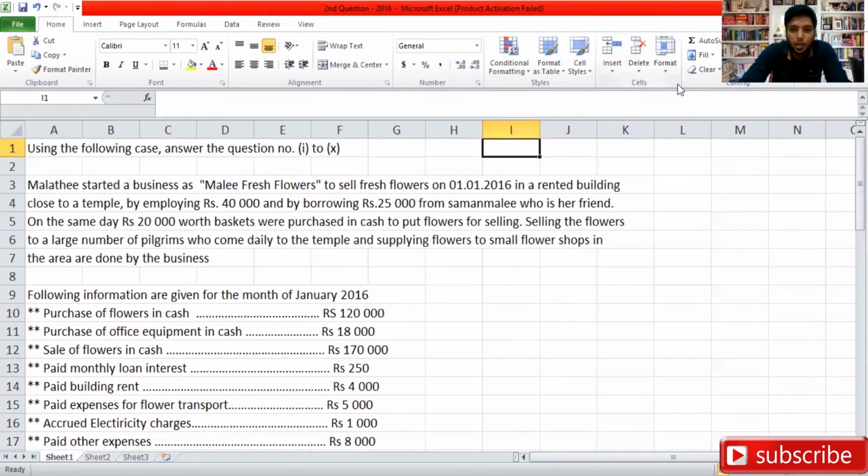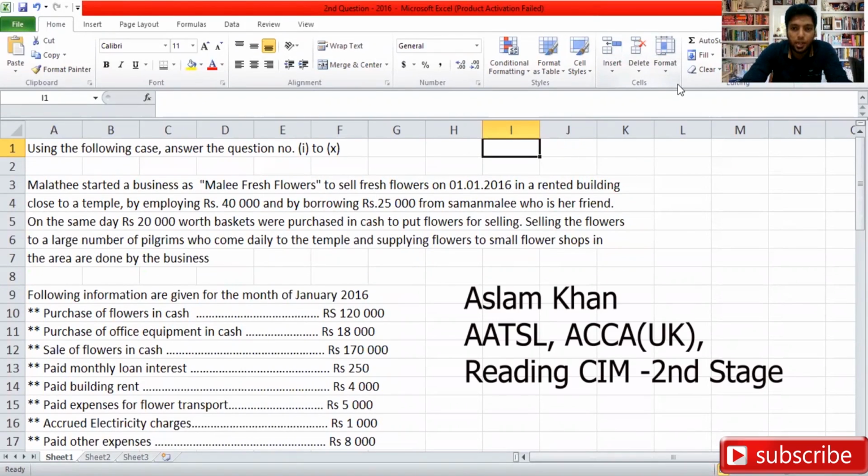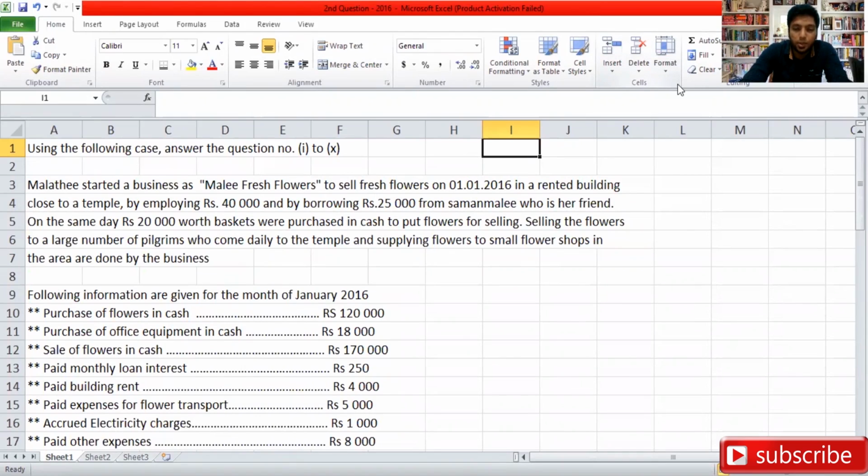Hi guys, Aslam Khan here to teach you case study analysis. This is always tested on question number 2. Today we are going to do the 2016 past paper.